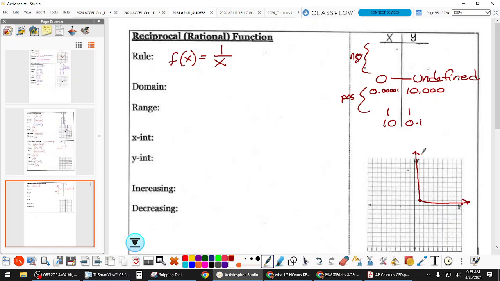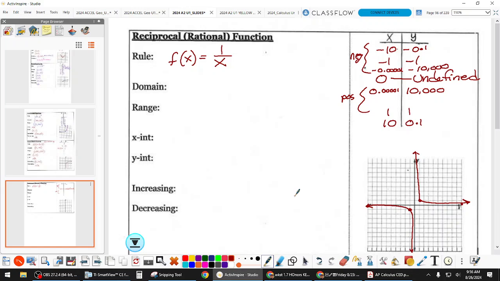Now let's go the other way, real quick. What's 1 divided by negative 1? Negative 1. So we have 1 to the left, and negative 1 down. What's 1 divided by negative 10? Negative 0.1, okay? So that's on the bottom side of the x-axis. And what if I divide by negative 0.00001? Well, what is 1 divided by a negative tiny number? A negative huge number, right? So negative 10,000. So on this side, it looks like that.